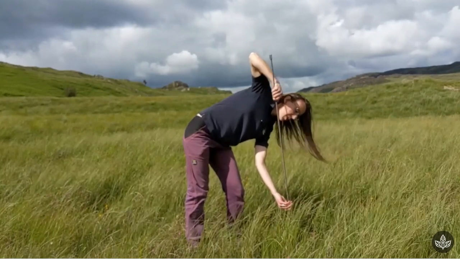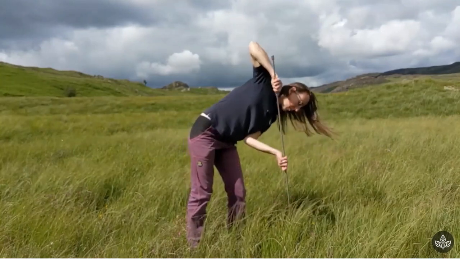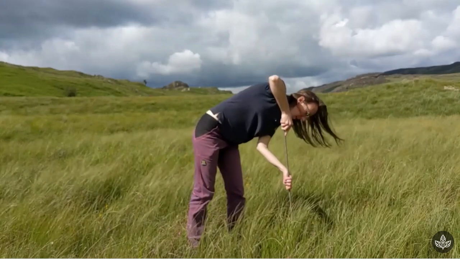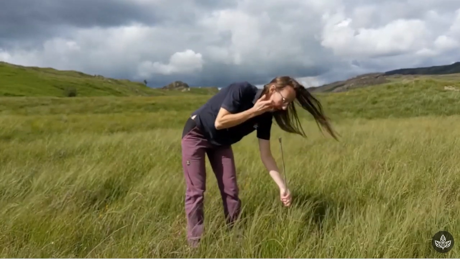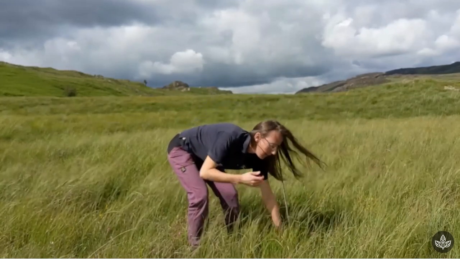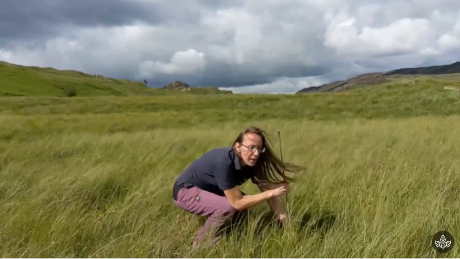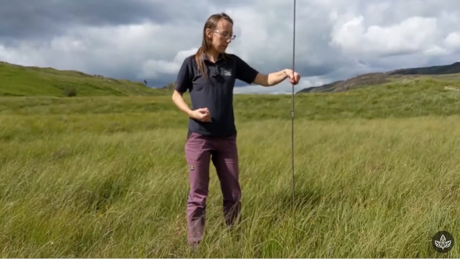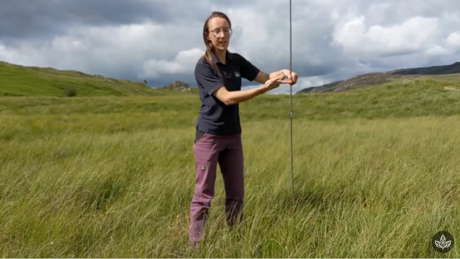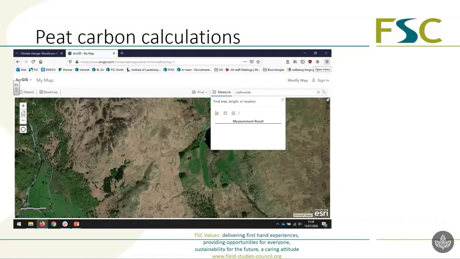And then once it's secured, I'm just going to keep pushing it in. So it's down to a metre, and I'm at the bedrock there. So I'm going to work out where the pole comes to, and then I'm going to pull it back out. Once I've pulled it out, I'm going to measure this bit using a tape measure, and I know the bit at the bottom was 1 metre deep. So we've measured the depth of the peat.